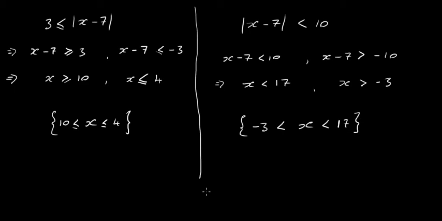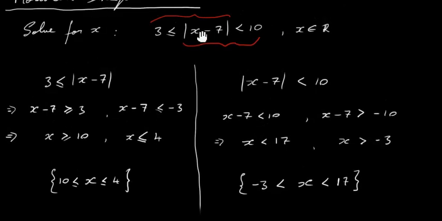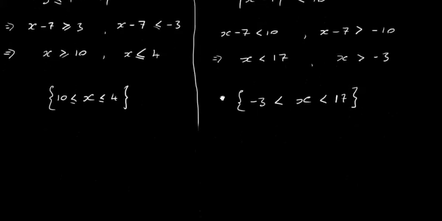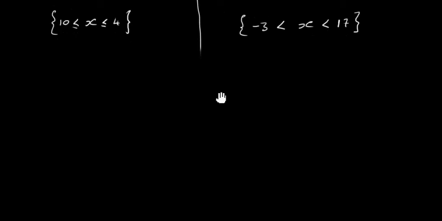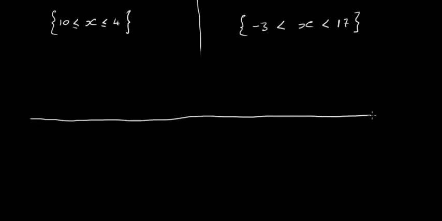Okay, so these are our two solutions here, and what I'm going to do now is combine these two solutions. Remember, this is what we've got to solve. We didn't have to solve this or this on its own. We've got to solve this here. So we've got to combine the two solutions. We'll do a number line first, and I'll show you the logic behind this. So just bear with me for a second.